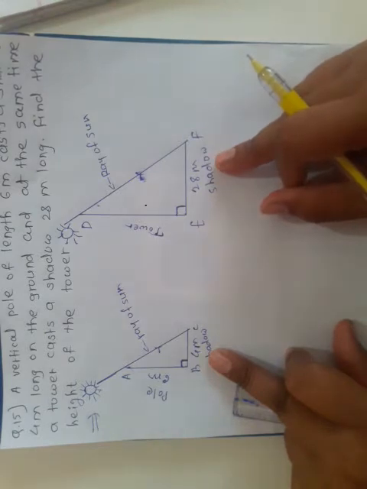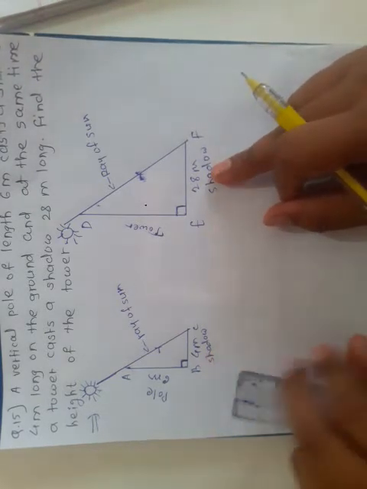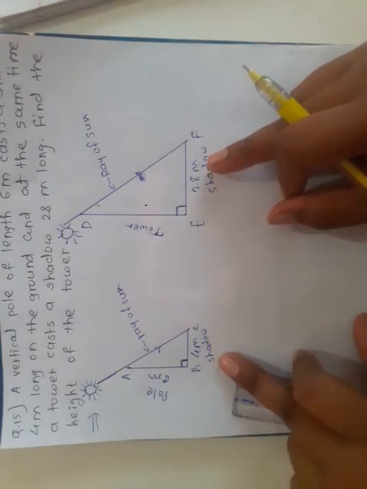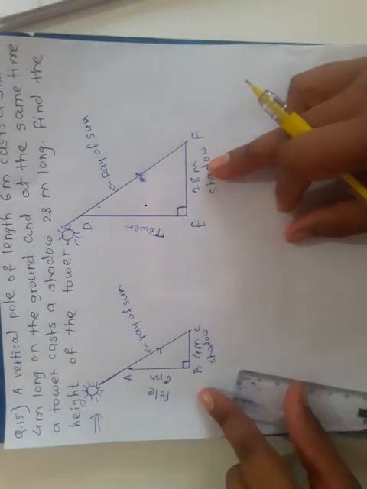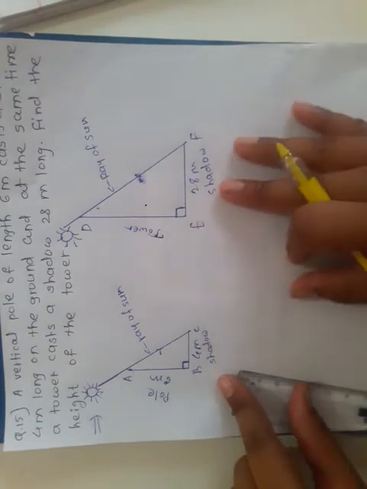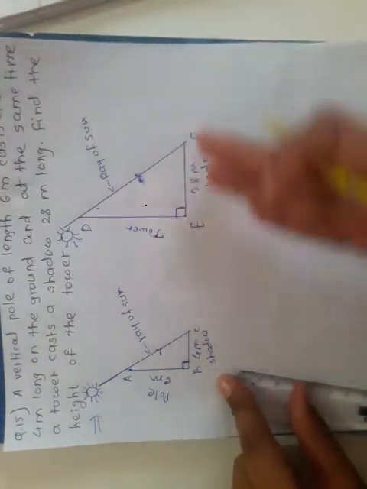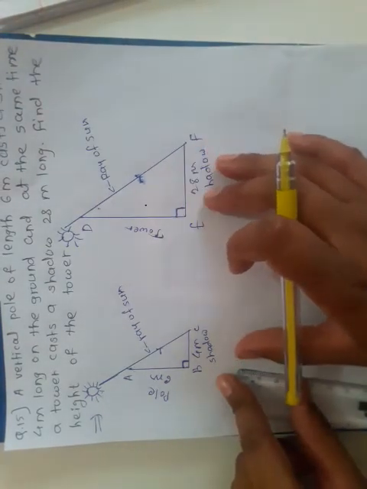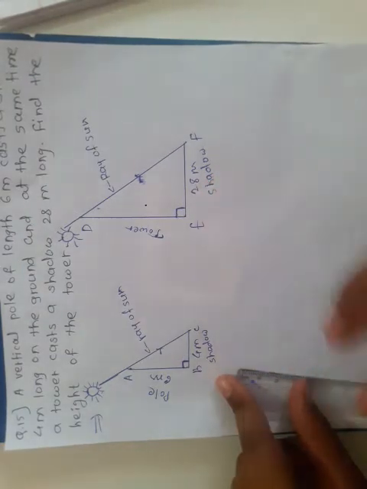How can we find it? By using BPT. If two triangles are similar, then we can say that their corresponding sides are proportional. So once we get these two triangles similar, we can easily find out the DE side. First we have to take this triangle, and then find the sides. But to prove these two triangles are similar, we cannot take the ratio of the sides, so we have to take the angle.